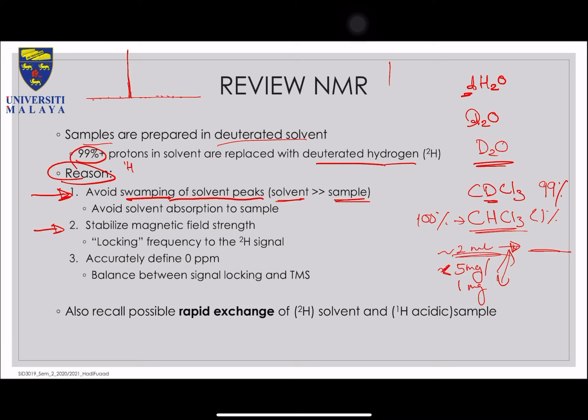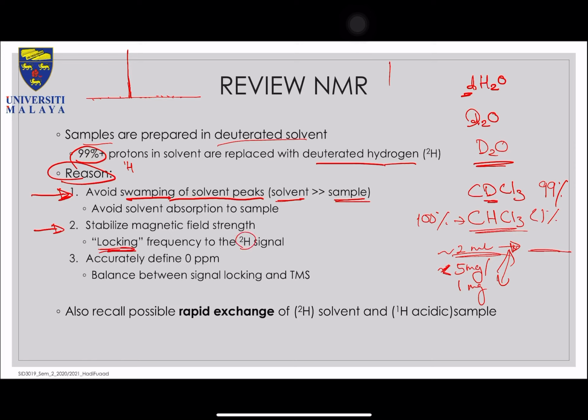Additionally, if you use a deuterated solvent, you'll be able to stabilize the magnetic field of the NMR. Part of the NMR running sequence is for the NMR to lock the frequency to the deuterated signal. That's why, if you have experience in running NMR, part of the steps before you actually run your sample is to tell the system what solvent you used to dissolve the sample. If you use deuterated water, then you need to choose D2O. If you use deuterated chloroform, then CDCl3 it is. If you use deuterated DMSO, then deuterated DMSO is what you need to use.